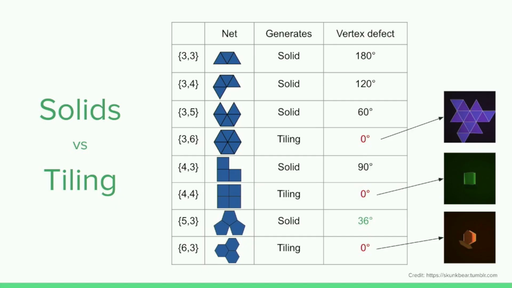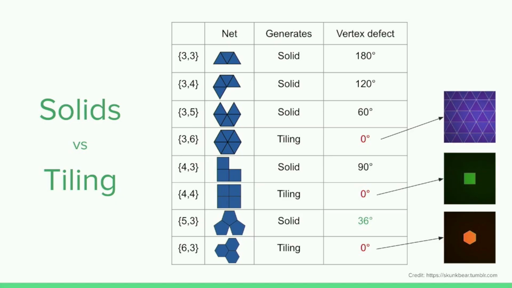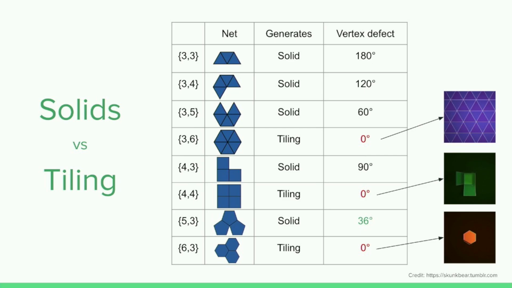Another way to look at these is in terms of this characteristic called the vertex defect. This is telling us how much at each vertex we are missing to make a full angle. The ones that are tilings have a 0 vertex defect because they're flat. And the bigger the vertex defect, the sharper the vertex you're going to have on the resulting shape. In the case of these global grid systems, the sharper this point is, the more distortion you're going to get when you stretch it out or project it onto a sphere. So here, a low vertex defect is a good characteristic.